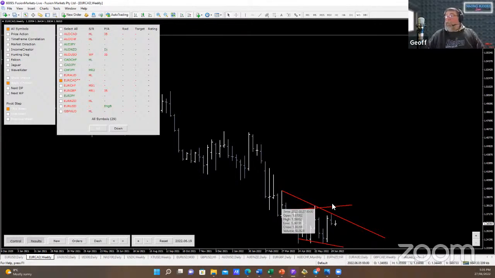Problem here is I've got a structure that is telling me we're going to here before we go to here. And for that reason, I would have to put my entry there and my stop loss above this level, which doesn't give me a great reward to risk on exactly what we're seeing at the moment. So that's why I've opted not to take that one. There are 2 more, one of which I have taken.